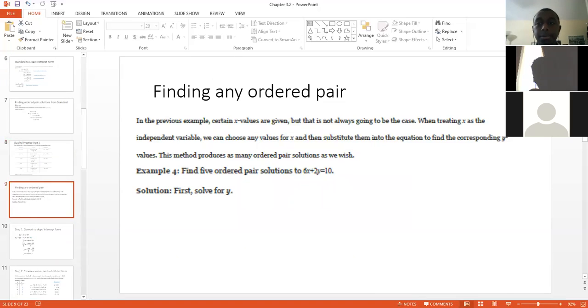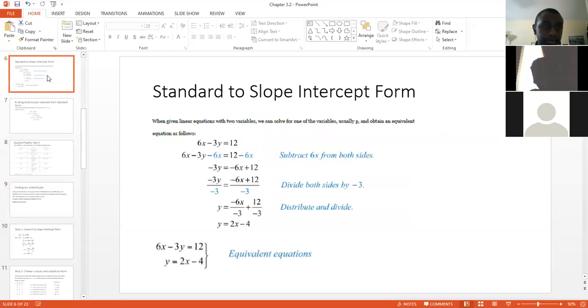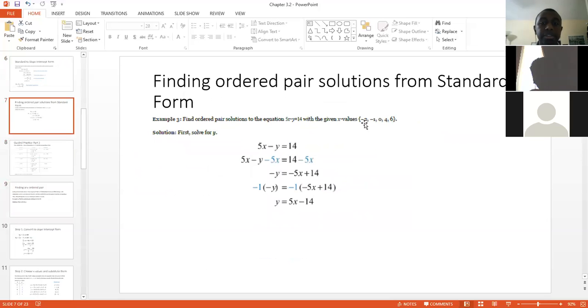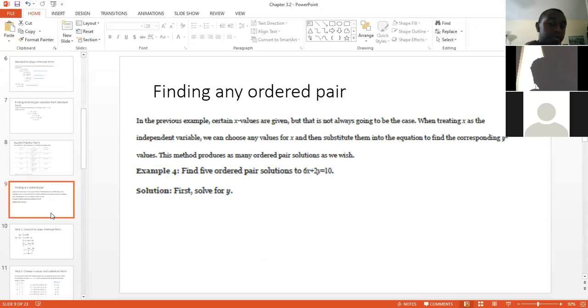Okay, so we learned how to convert from standard form to slope-intercept form. But in the previous example, we were given certain x values. We're given these x values, negative 2, negative 1, 0, 4, and 6. We're not always going to be given x values to solve for y values. You can solve for any ordered pair. You don't have to be given x values. That's not always going to be the case.